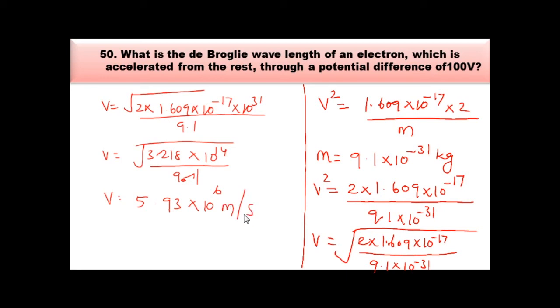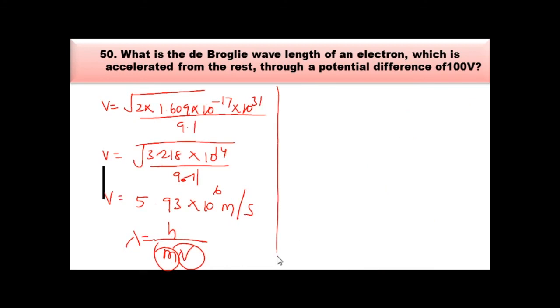So we also calculated. So the question is the de Broglie wavelength. So what is the formula? Lambda equal to h by m into v. Already know that, what is the m? m is the mass of electron. v is already calculated from the potential energy. So apply the values in the formula.